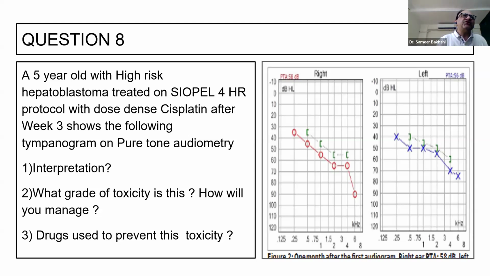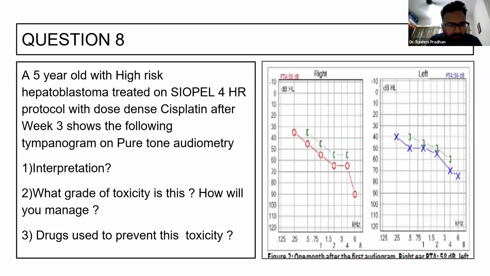Now, my question to you is, in adults and children, when you use cisplatin, what are the side effects that are unique to children and what are unique to adults? So, what are the common side effects and what are the unique side effects? So, common is what?